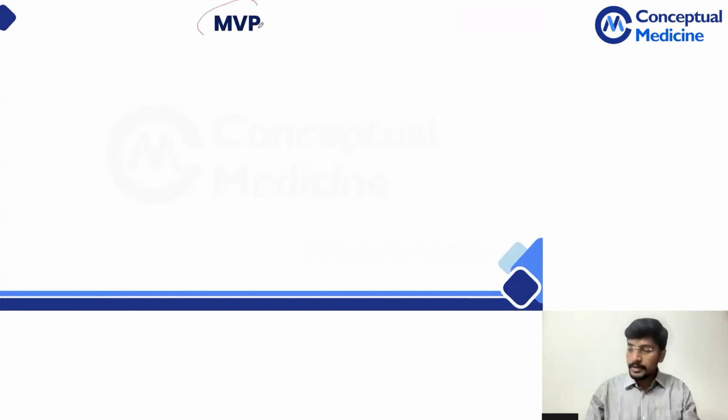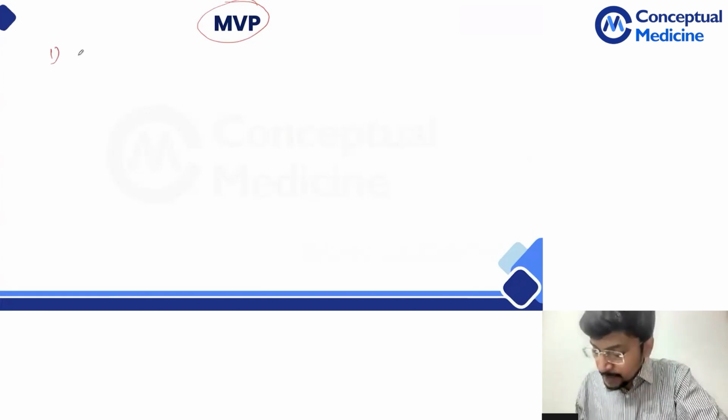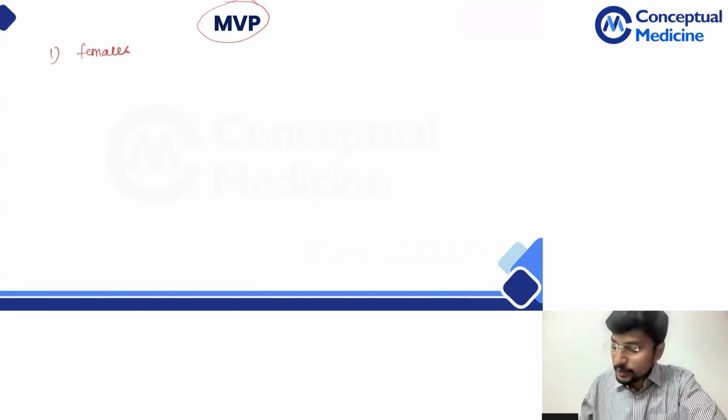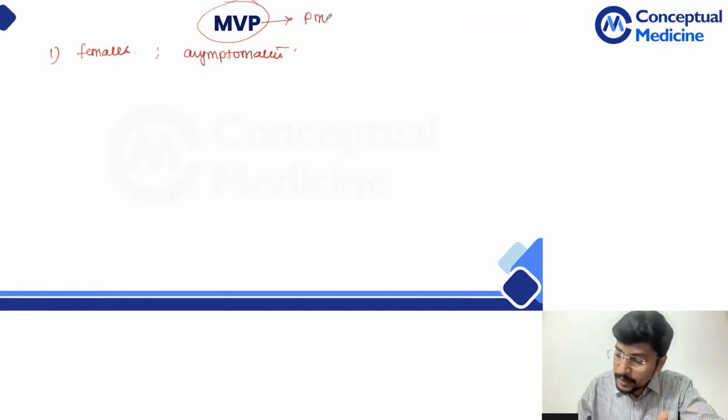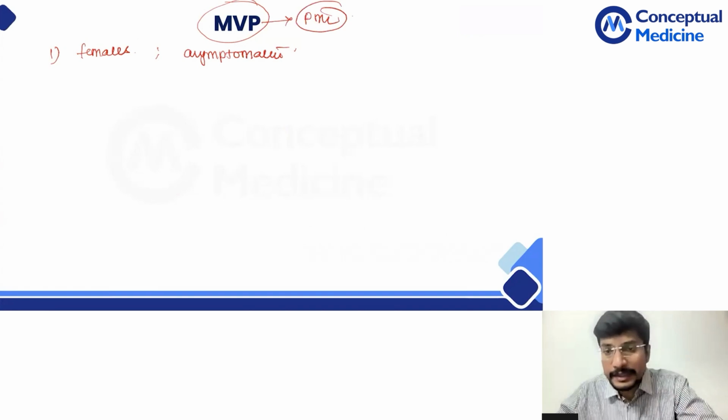So what is MVP? Mitral valve prolapse syndrome. It is more common in females. They are usually asymptomatic. Myxomatous degeneration of the mitral valve, either one leaflet or both the leaflets. Predominantly in MVP, the posterior mitral leaflet is involved. That's how I remember: MVP, P stands for posterior mitral leaflet.